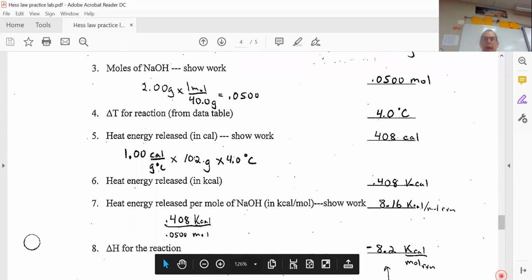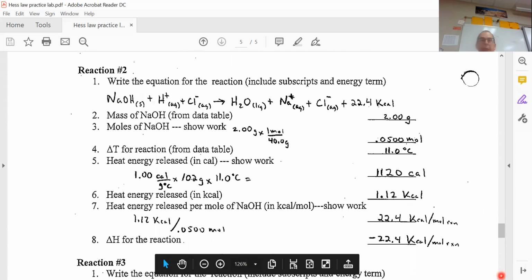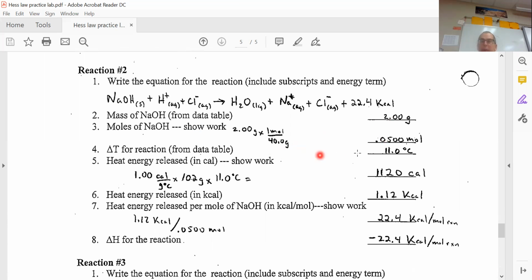Okay, just going to go to reaction 2, show that same type of thing. We have the mass of NaOH. We convert that to moles. Our temperature change was much bigger. It was 11 degrees. In this one, I still had NaOH, and I had 100 milliliters of hydrochloric acid. However, hydrochloric acid is assumed to have the same density as water, so it still ends up being 100 plus 2, or 102 grams here.